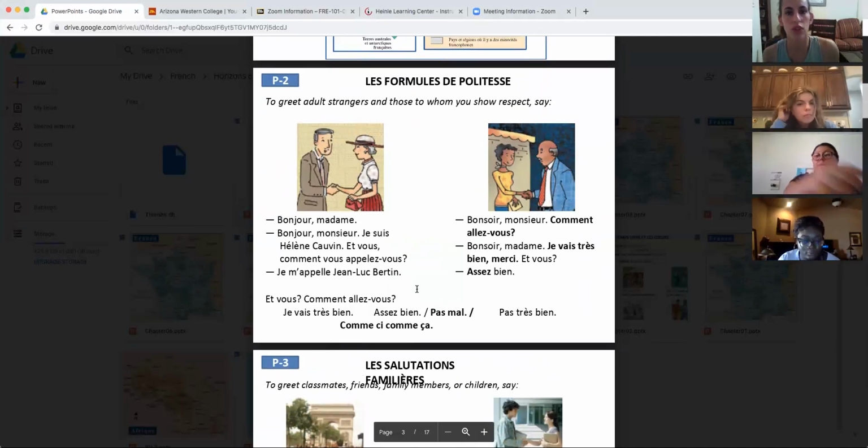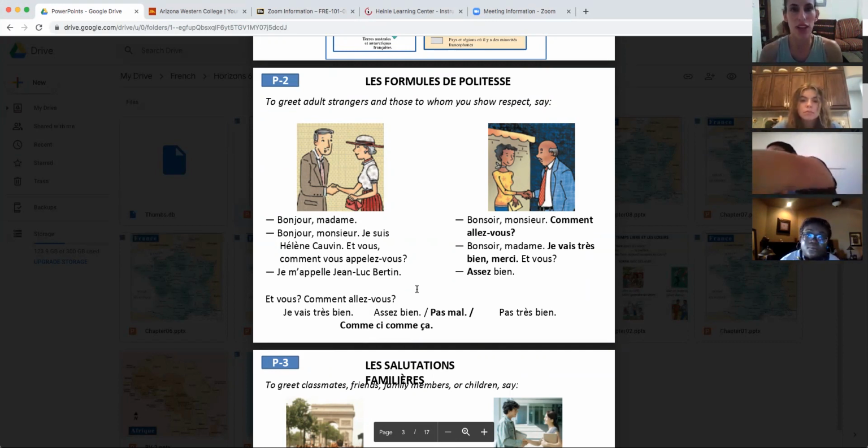Les formules de politesse. So as we learn French, we're going to start by learning greetings because that's the most important thing. To be able to communicate with people, you have to be able to say hello and introduce yourself. Similar to Spanish, we have two forms when we're talking to other people. We have the tu form and the vous form.